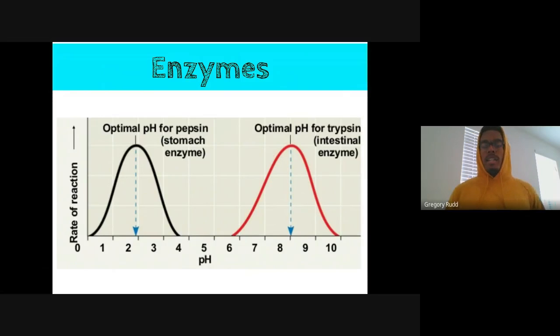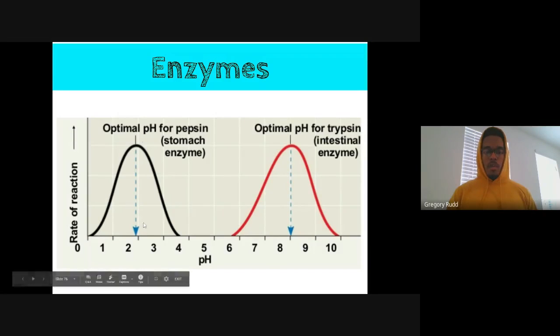And trypsin is in your intestines. And so it allows you to break down foods specifically for the lipids. And as we can see, these enzymes are a little bit different. Each one of them has an optimal pH. So that optimal pH is where they really prefer to work.